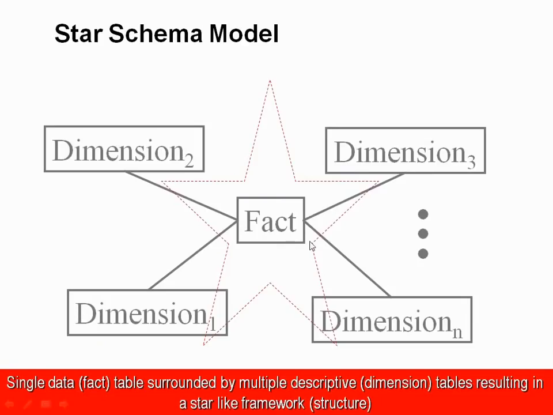Okay. So 1, 2, 3. You can have even 2, 3 more dimensions also. It is not like always we should have only 4 dimensions. The dots indicate that you can have n number of dimensions. Okay, but all the dimensions should directly join with the fact table. Okay, that is called star schema.